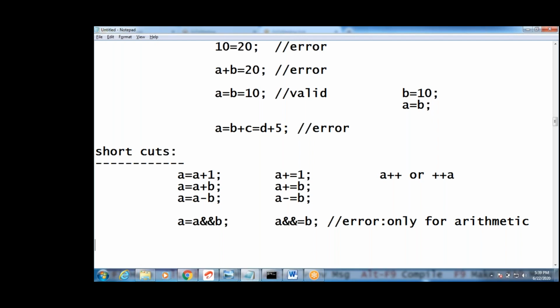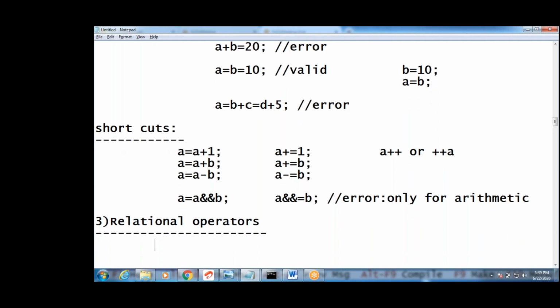Completed. Next one, guys. Third one is relational operators. What are the relational operators? Greater than, less than, greater than or equals to, less than or equals to. These four have equal precedence. Next, double equals to and not equals to. These two have equal precedence.